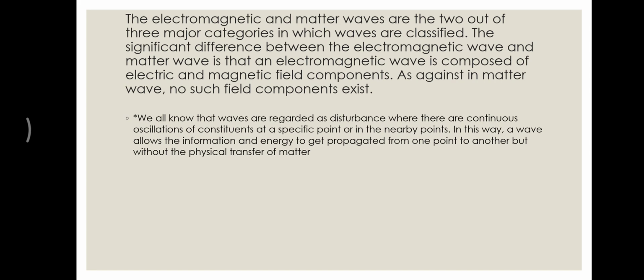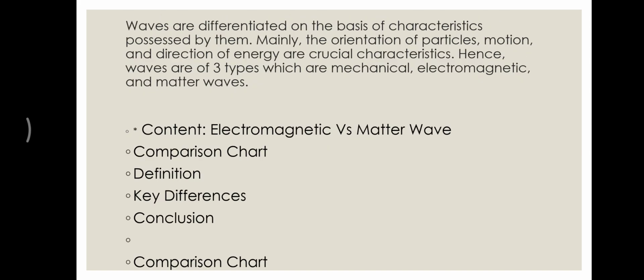We all know that a wave is regarded as a disturbance where there are continuous oscillations of constituents about a specific point or nearby points. A wave allows information and energy to propagate from one point to another, but without the physical transfer of matter. Waves are differentiated on the basis of the characteristics they possess, mainly the orientation of the particles' motion and the direction of energy. Hence, waves are of three types: mechanical, electromagnetic and matter waves.